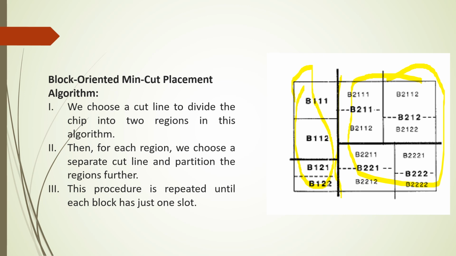Similarly, on the right side you have B211, then B2112, B212, B2211, and B2221.